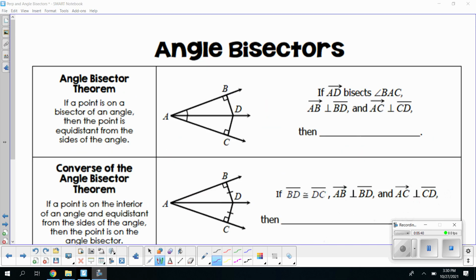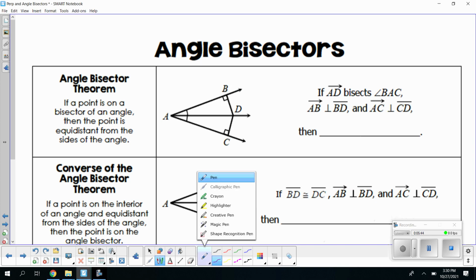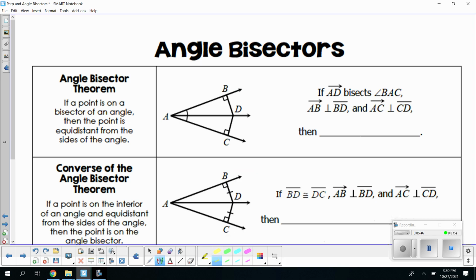All right, let's turn to page 5 and talk about angle bisectors. Okay, when we're talking about angle bisectors, if AD bisects angle BAC and AB is perpendicular to BD and AC is perpendicular to CD, then BD is going to be congruent to DC.